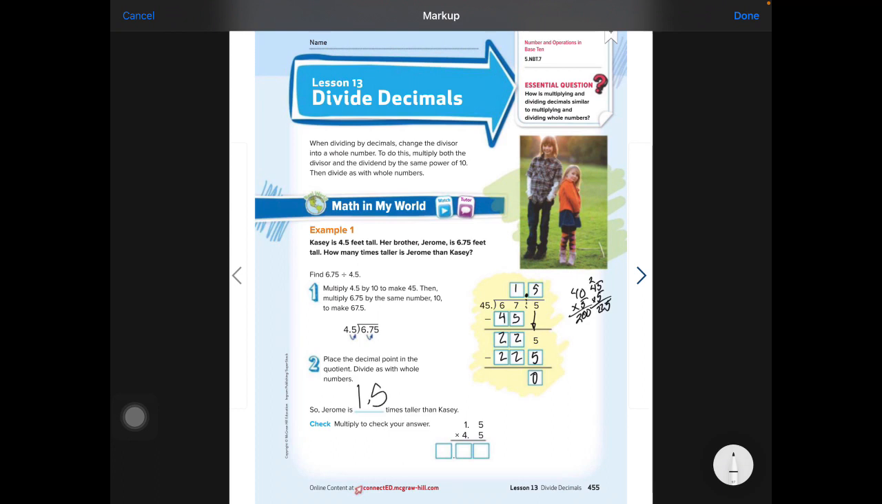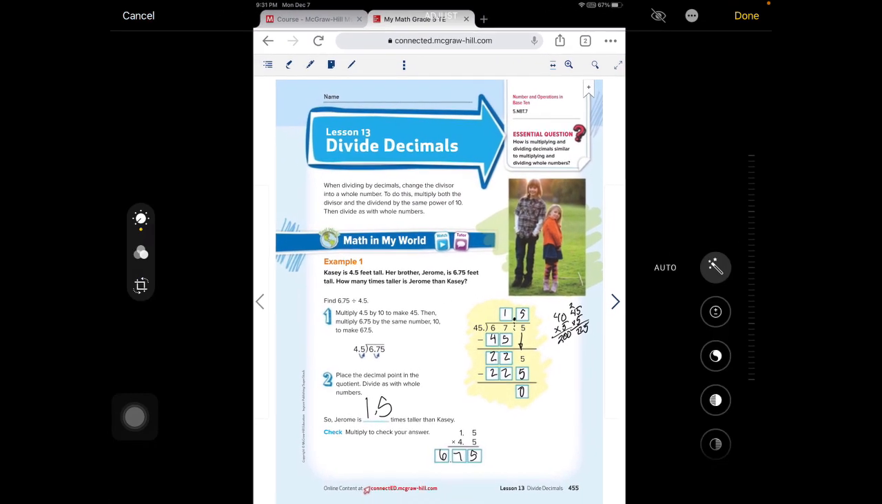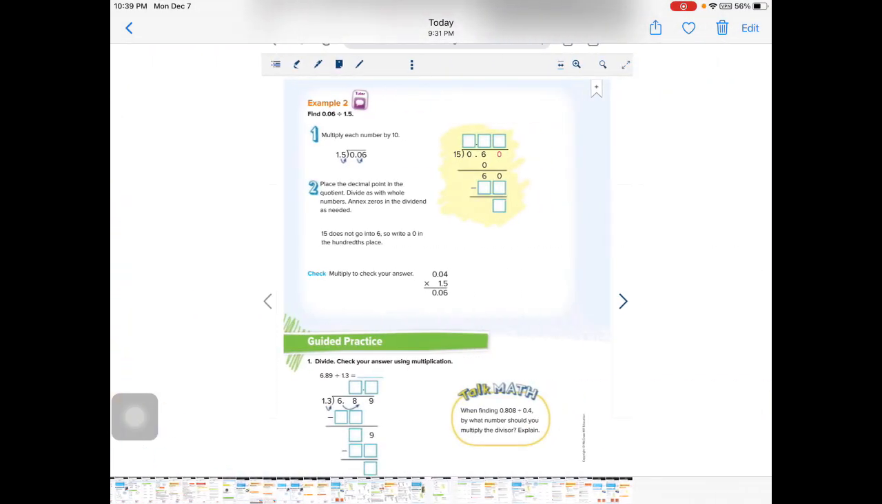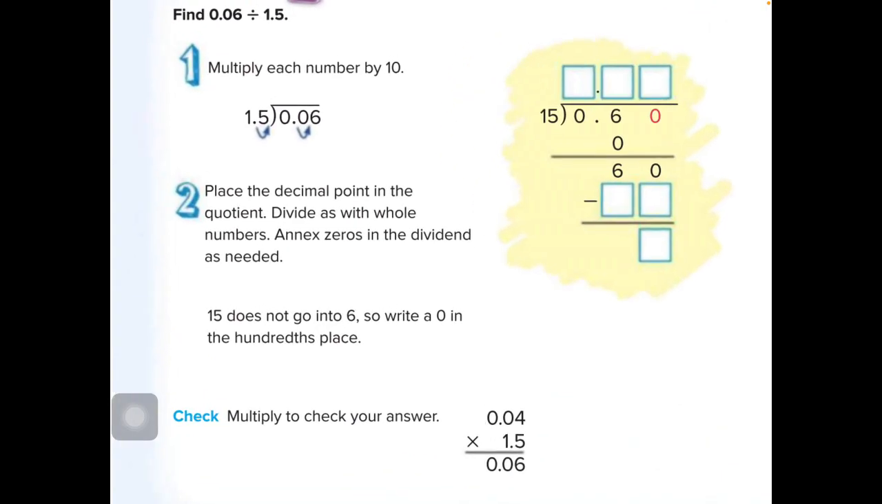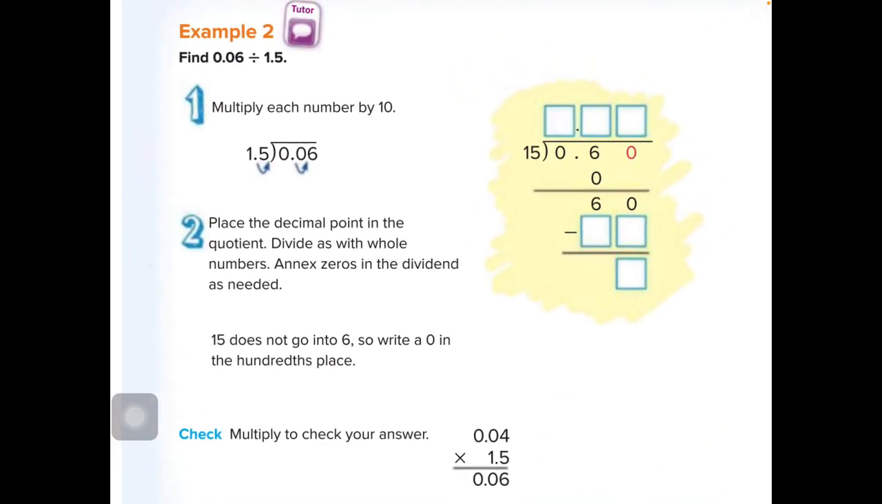So then Jerome is 1.5 times taller than Casey. And you can do multiplication to check if you will get 6.75. Number 1. Number example 2.